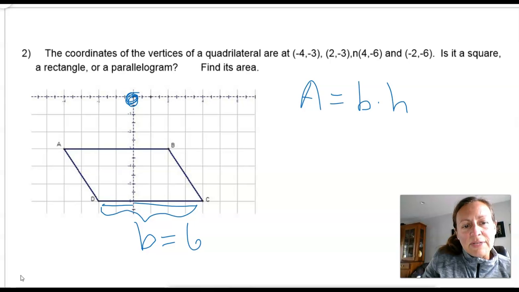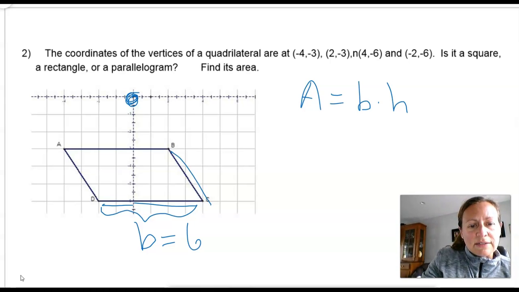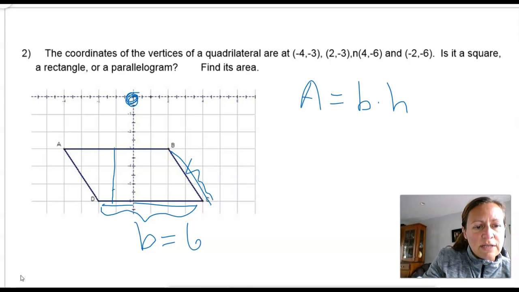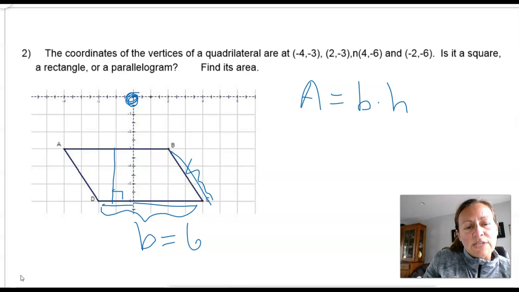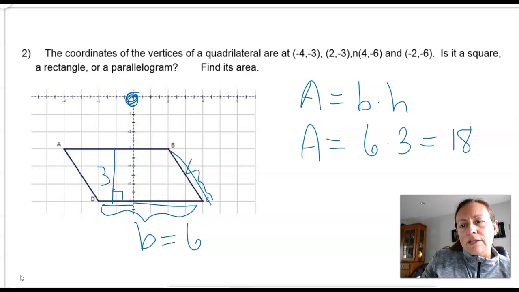The height has to be a line perpendicular to the base, not one of these diagonals. That is not the height. The height would be one of these vertical perpendicular lines, and those have a length of 3 units. So the height in this case is 3. Therefore, the area of this parallelogram is 6 times 3, which is 18 units squared.